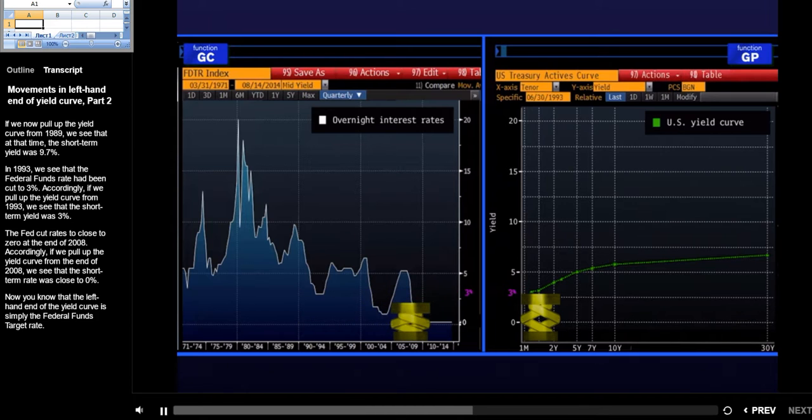The Fed cut rates to close to zero at the end of 2008. Accordingly, if we pull up the yield curve from the end of 2008, we see that the short-term rate was close to 0%. Now you know that the left-hand end of the yield curve is simply the federal funds target rate.